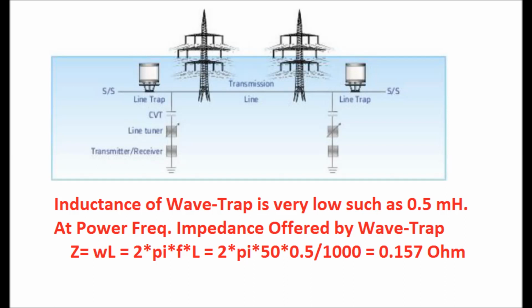At power frequency, since power frequency is 50 Hz in India, the impedance offered by the wave trap, that is Z, is equal to omega into L. Omega is equal to 2 pi f, where f is the frequency of the system, 50 Hz, and L is 0.5 millihenry. So we get the value of the impedance offered by the wave trap at power frequency as 0.157 ohm. So it offers a low impedance path for the power frequency signal.